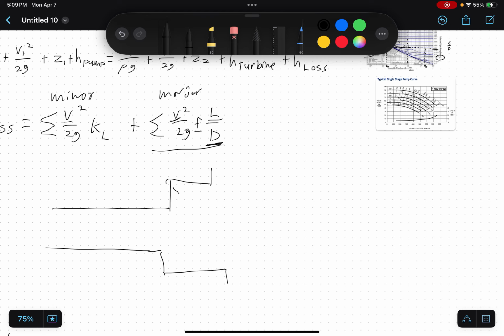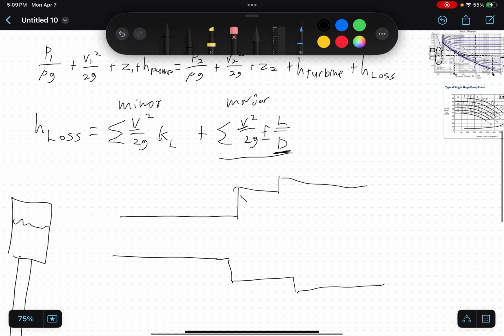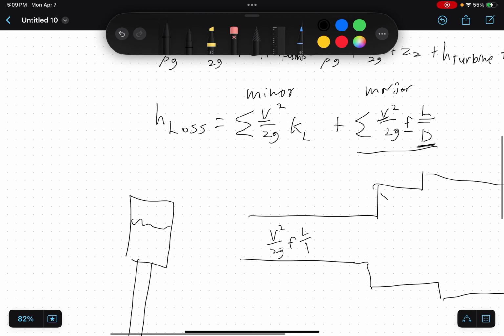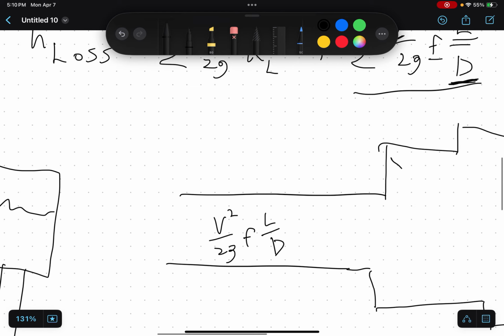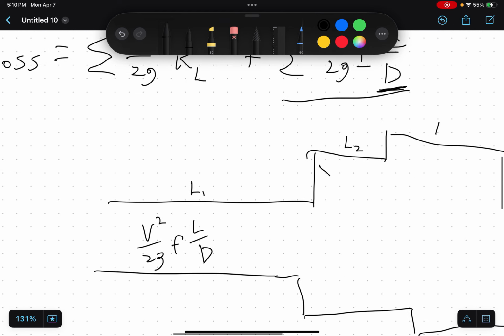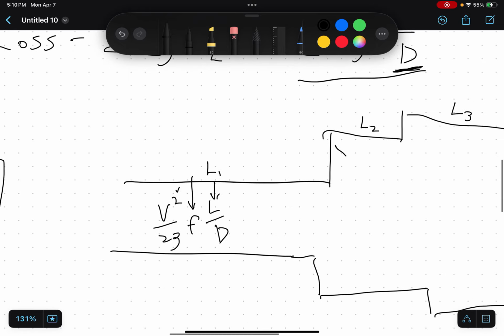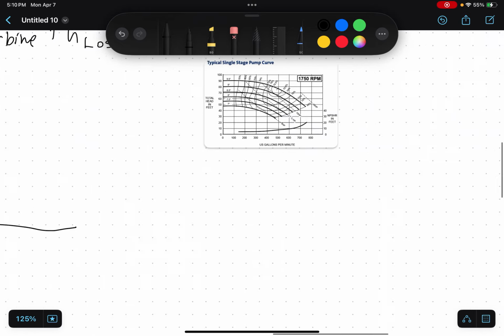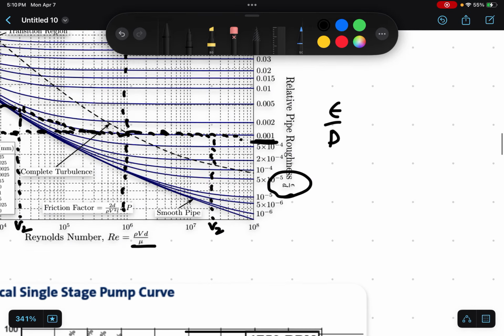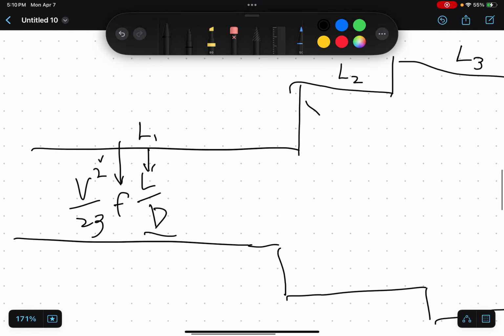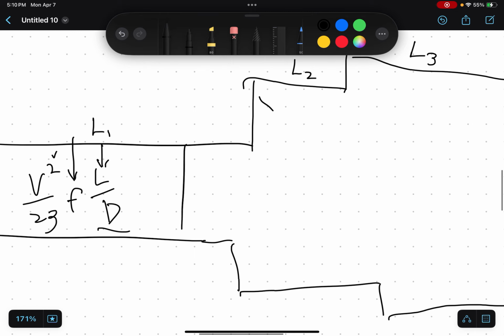And it expands again. So you're going to have a V squared over 2g, f L over D. So what's going to be the same here? Well, let's say this is L1, L2, L3. So L you can just plug in. F will change and D will change because F is a function of D. So that number will change because the diameter is changing.